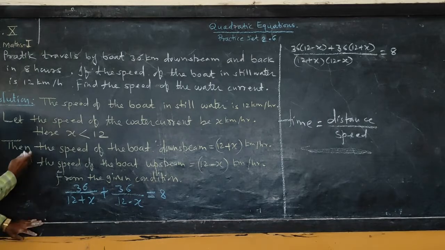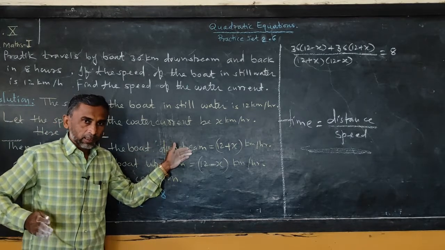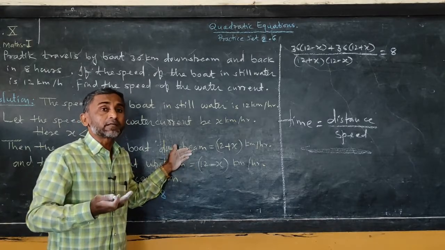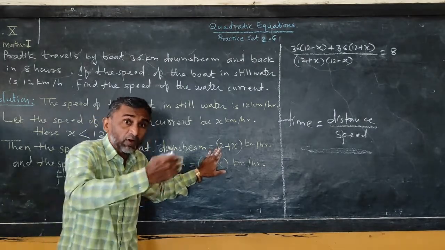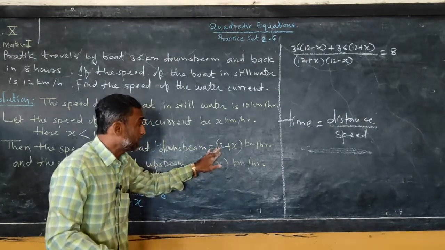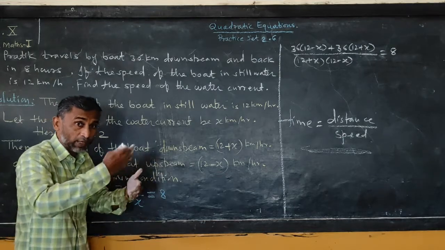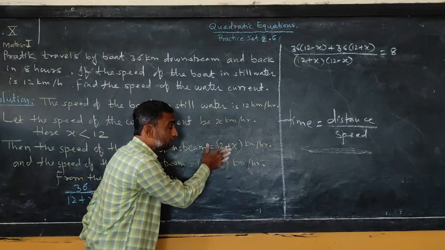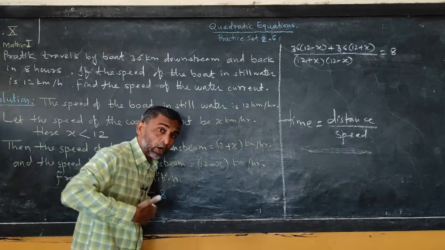Now, the speed of the boat when it is going downstream will increase. Its speed is 12 already, plus the speed of the water current will be added. That means the speed of the boat going downstream will be 12 plus x kilometer per hour. This is the speed of the boat when going downstream.